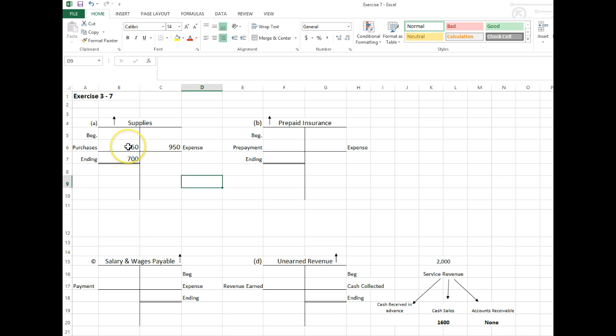So they purchased 850, they used 950, and they ended up with 700. You're just doing your arithmetic: what plus 850 minus 950 will give us $700. And we can solve for our $800 beginning balance. 800 and 850 gives us 1650, minus our 950 gives us 700. Okay, you might want to work ahead and see if you can do B on your own.